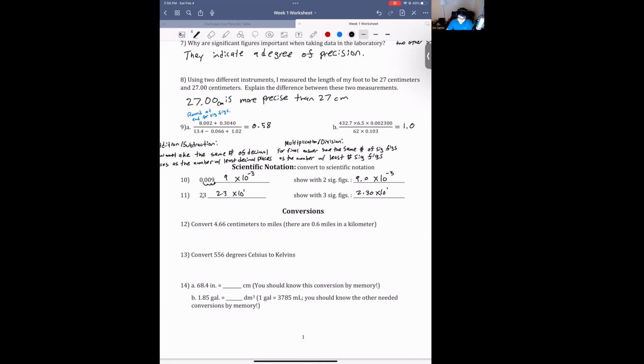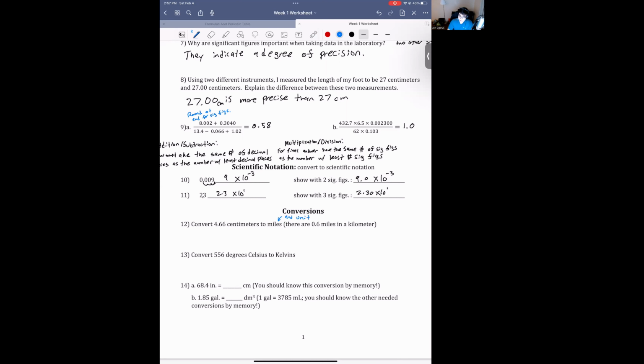Next, 12, it says convert 4.66 centimeters to miles. There are 0.6 miles in a kilometer, right? So most of us do not know how to directly convert from centimeters to miles. However, they do give us a conversion factor here, miles to kilometers, right? So we want to go from kilometers to miles in this case. Our end unit is going to be miles. That is the end unit.